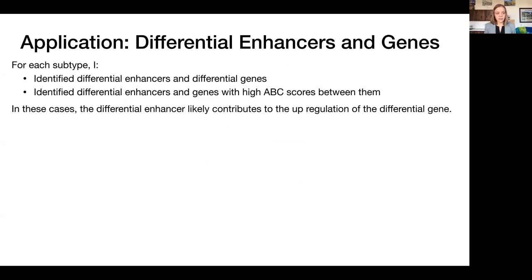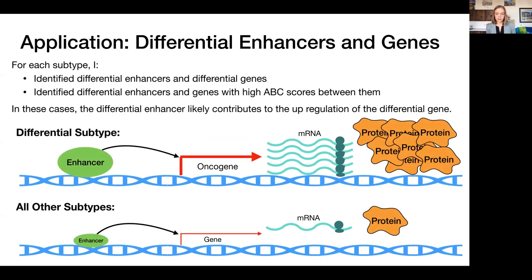Then for each subtype, I identified both differential enhancers and differential genes, and then identified differential enhancers that had high ABC scores between them. So here's a visual representation of what that looks like. In the differential subtype, there is an enhancer that is much more activated than all the other subtypes, and this is nearby to a gene which has a much higher gene expression than the other subtypes.